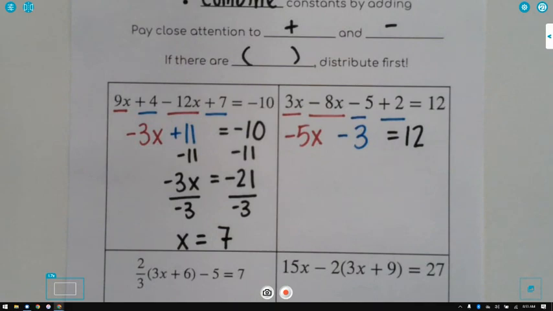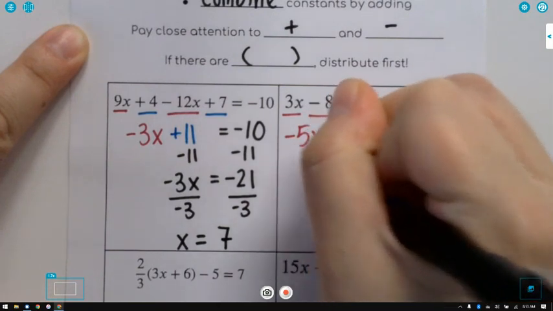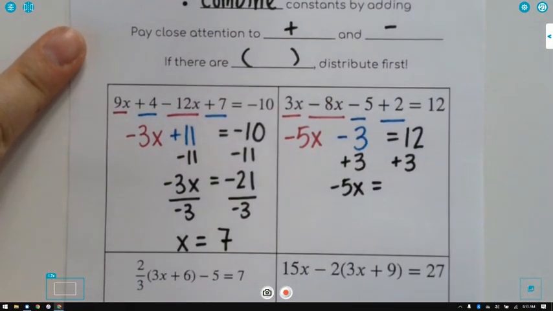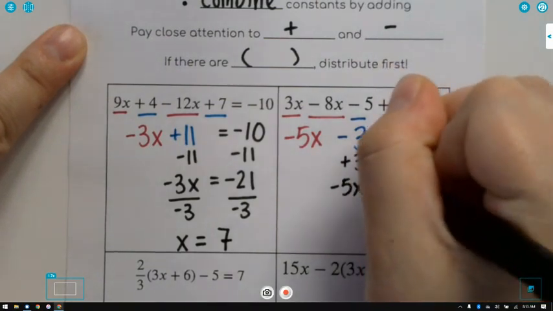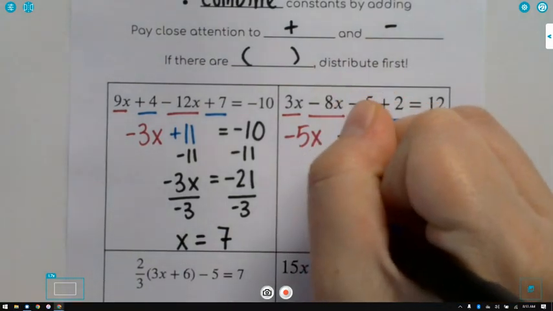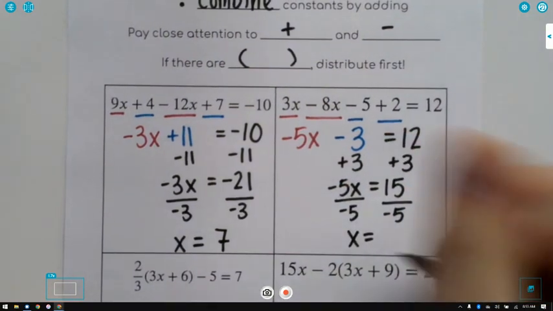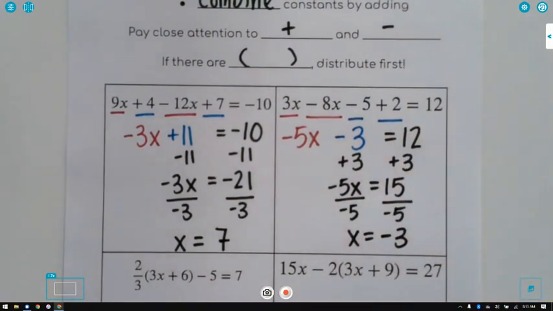Okay, we are going to add 3 to both sides of our equation. We have negative 5x on the left. On the right side, 12 plus 3 is 15. And then from there, to get x by itself, we're going to divide both sides by that negative 5. So we'll get x equals 15 divided by negative 5, which is negative 3. Groovy. Any questions right now?